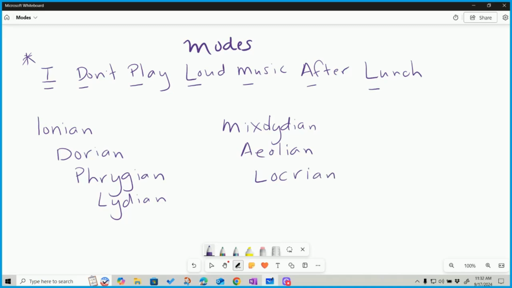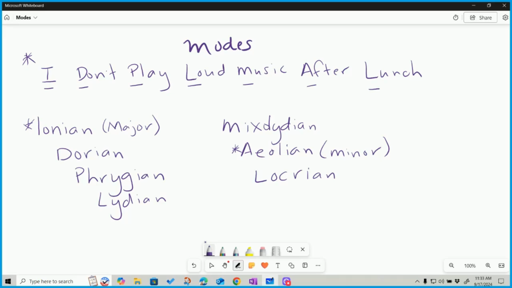All right, there's two of these that you probably already know. Ionian is the same as a major scale. Yes, a major scale is one of the modes. Aeolian is the minor scale, the natural minor scale. So there, you already know two of the modes. Now, the way that you remember the order of them: Ionian, Dorian, Phrygian, Lydian, Mixolydian, Aeolian, and Locrian. I don't play loud music after lunch. I hope that makes sense.